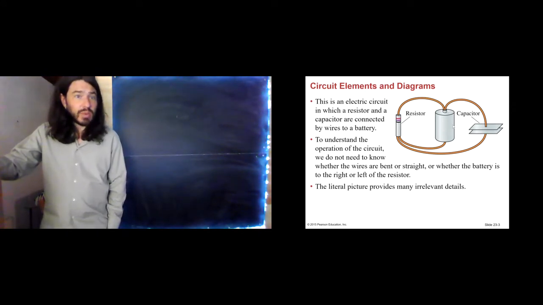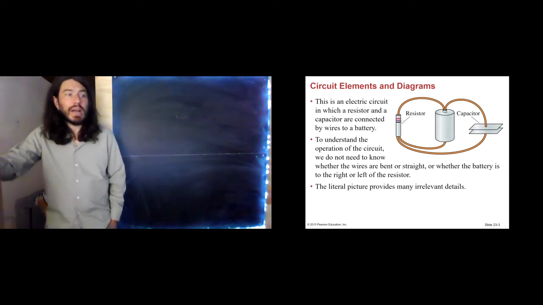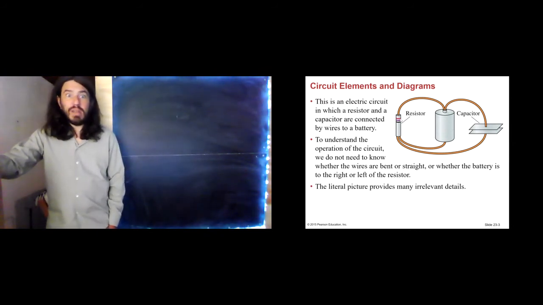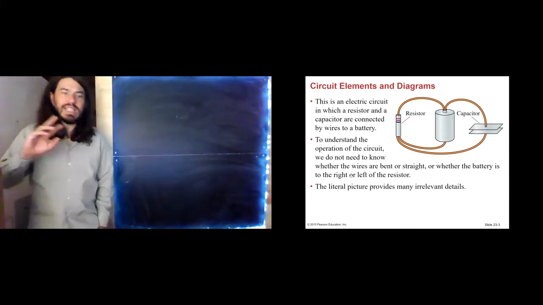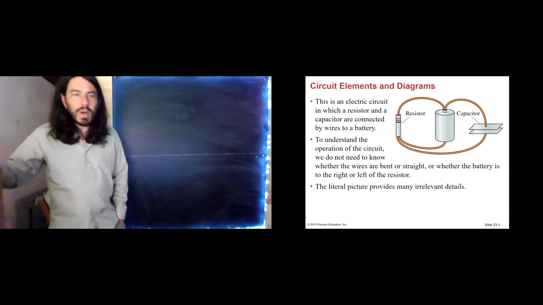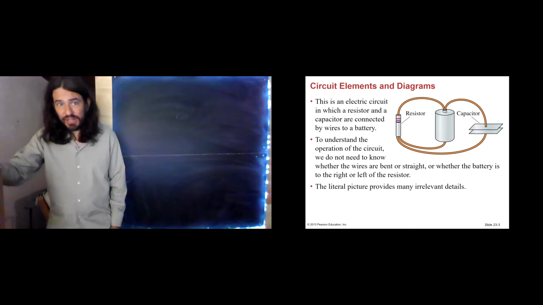We don't care about the shape of the battery. We don't care about the shape or the size of the resistor. We don't care if the resistor's over here or over here. At any rate, there's a lot of stuff in here that we just don't need to have. The literal picture provides many irrelevant details. So what we really want to do is create a drawing that includes only the information we need and none of the information we don't need to make it a little bit easier to see.